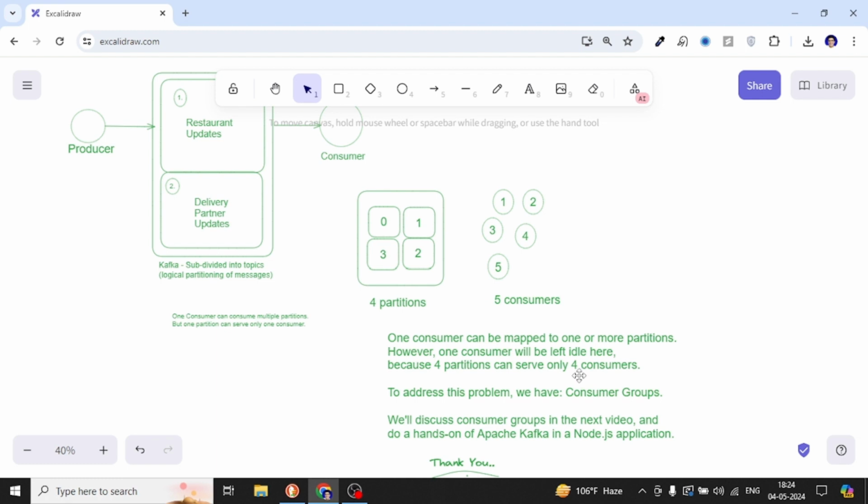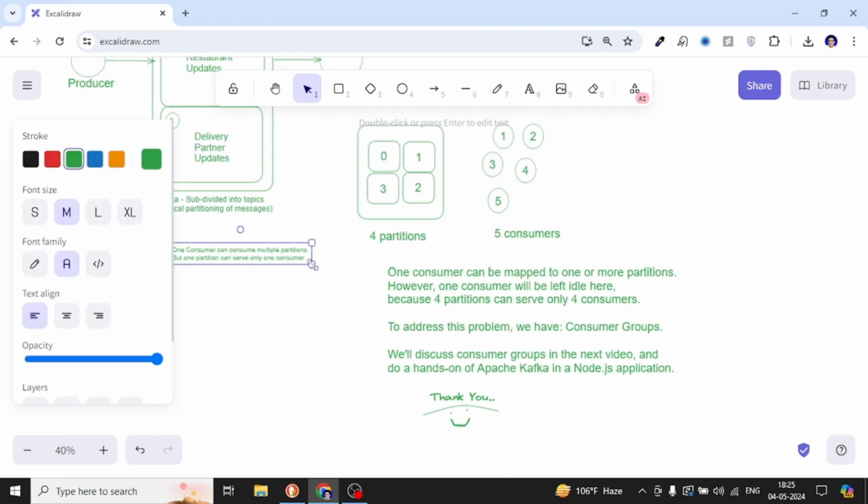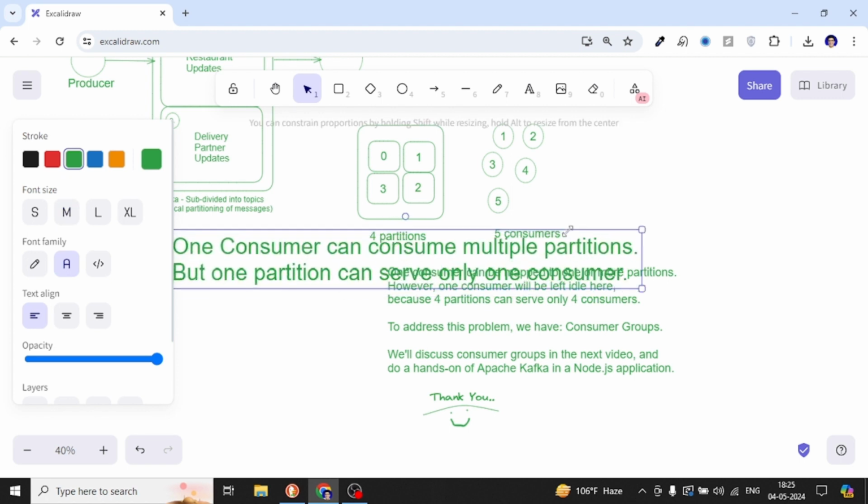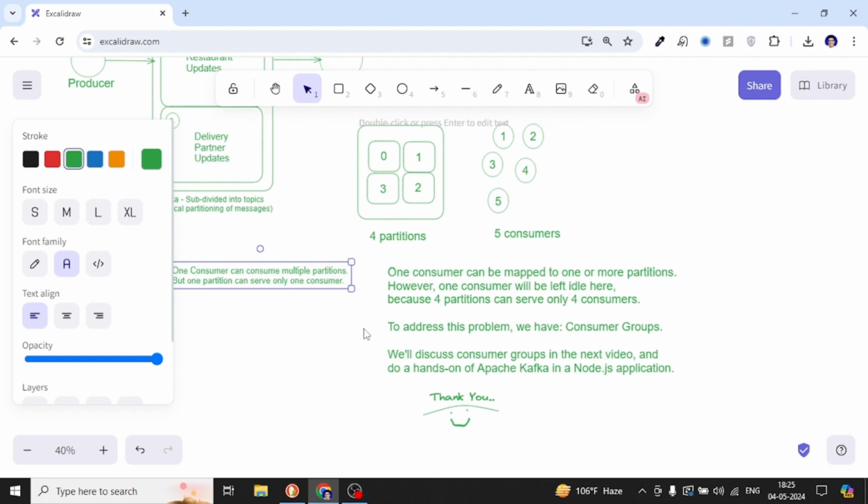And how do we address that? Because here, if we see, one of the five consumers will remain idle. They will not have any data to fetch. And if consumer number one fetches data from all the four partitions, then all the other consumers will remain idle, right? To address this problem, we have an arrangement called consumer groups.